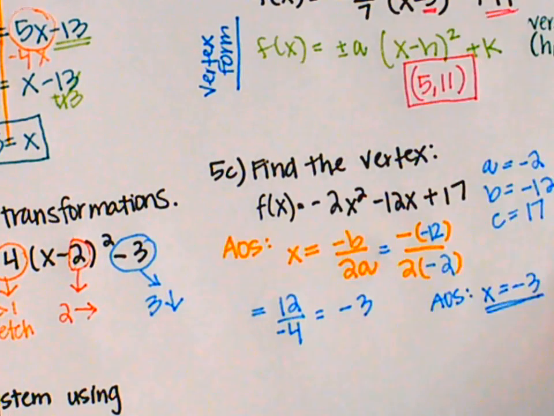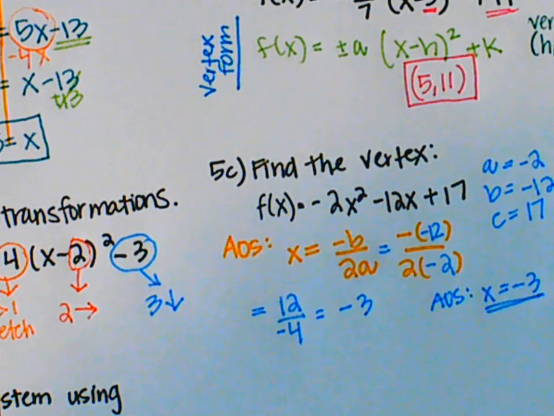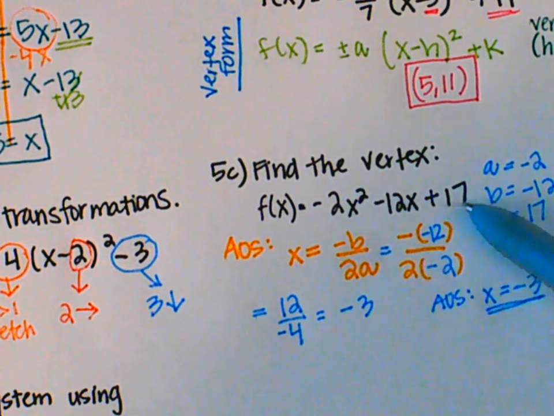Now remember, if it were asking you for your axis of symmetry, your answer should be this entire equation, not just negative 3. You need to put x is equal to negative 3 if all it wants to know is your axis of symmetry. In this case, it wants the entire vertex, so we're going to substitute this value back into our equation and solve for the y.